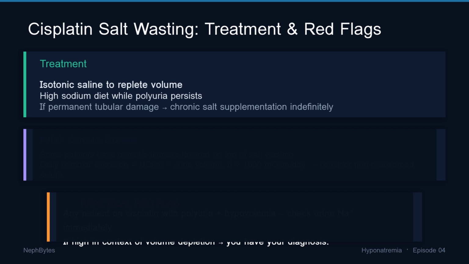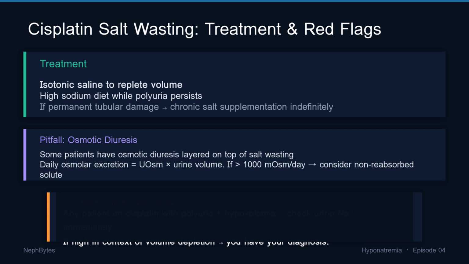If the cisplatin has caused permanent tubular damage, which it can, chronic salt supplementation may be necessary indefinitely. One pitfall worth knowing. Some of these patients have a component of osmotic diuresis layered on top of the salt wasting. You can calculate daily osmolar excretion, urine osmolality multiplied by urine volume. If the total is above 1,000 milliosmoles per day, there may be non-reabsorbed solute contributing to the polyuria. But in both of these cisplatin cases, the dominant driver is sodium loss. The math confirms it.